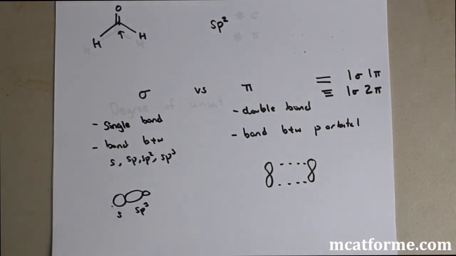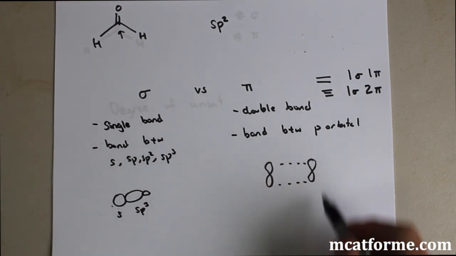So pretty much every bond has to have some sigma bond. Every bond has a sigma bond, but it can have a variable number of pi bonds. A sigma bond is a bond between any hybridized orbital or even the s orbital, versus a pi bond, which is a bond between p orbitals.